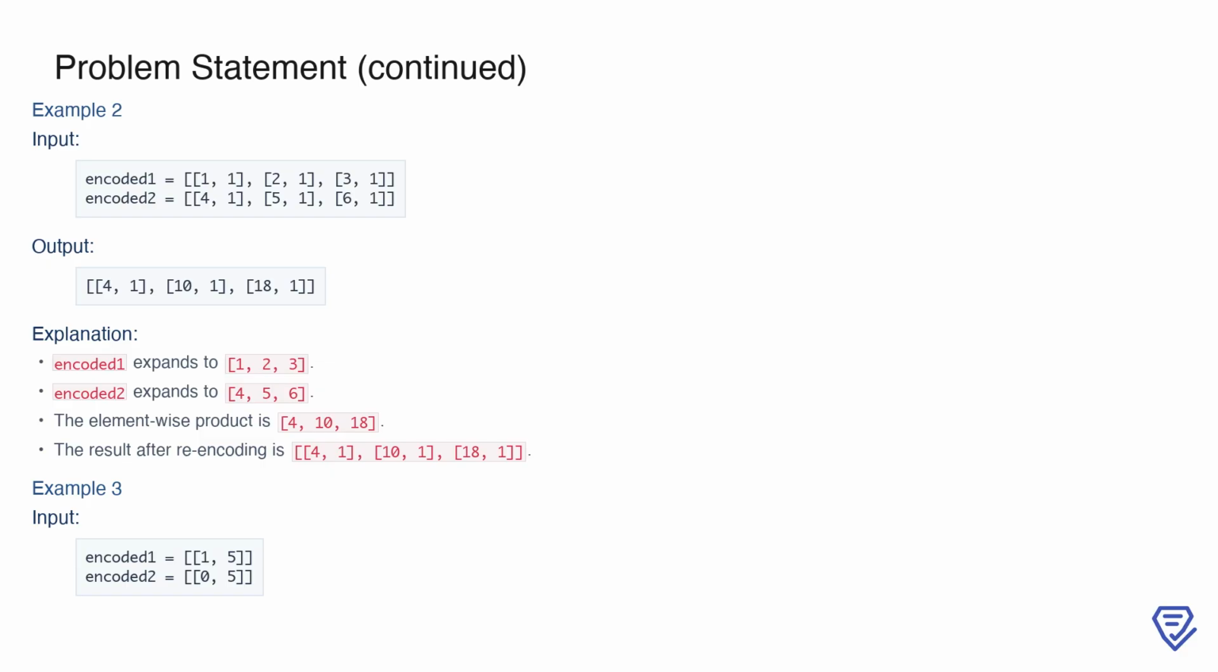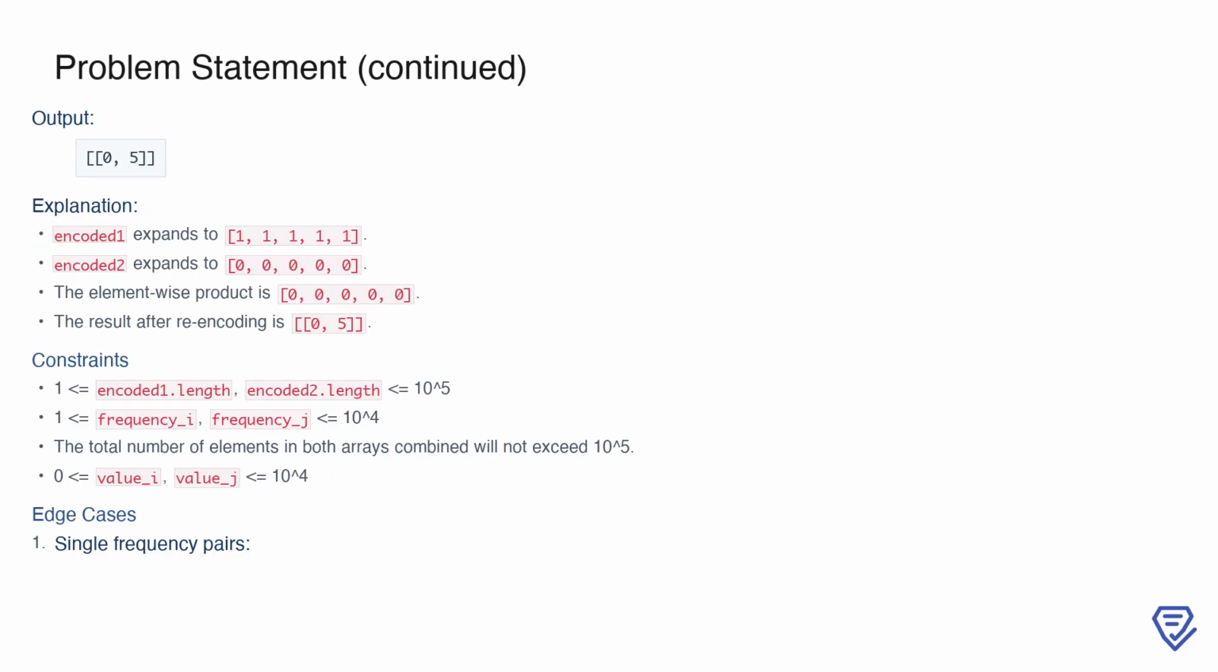Now, in the third example, encoded1 is [1, 5], and encoded2 is [0, 5]. For this example, encoded1 expands to 1, 1, 1, 1, 1, and encoded2 expands to 0, 0, 0, 0, 0. The element-wise product is 0, 0, 0, 0, 0, because multiplying any number by 0 results in 0. After re-encoding, we get the result [0, 5]. This highlights that the encoding process handles 0 values seamlessly.